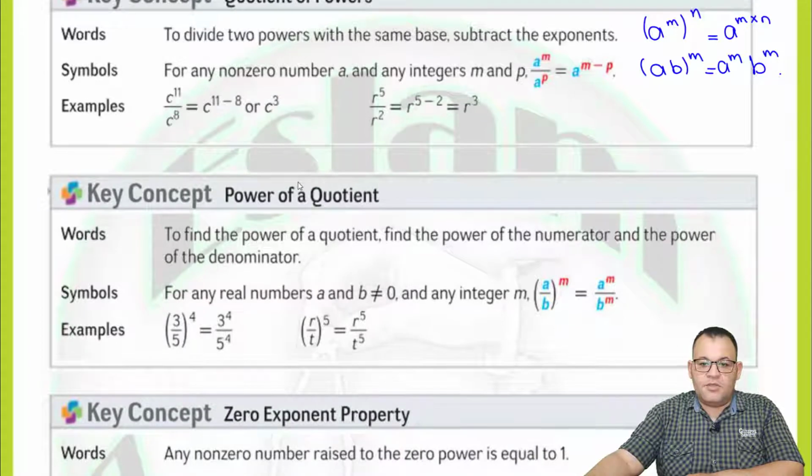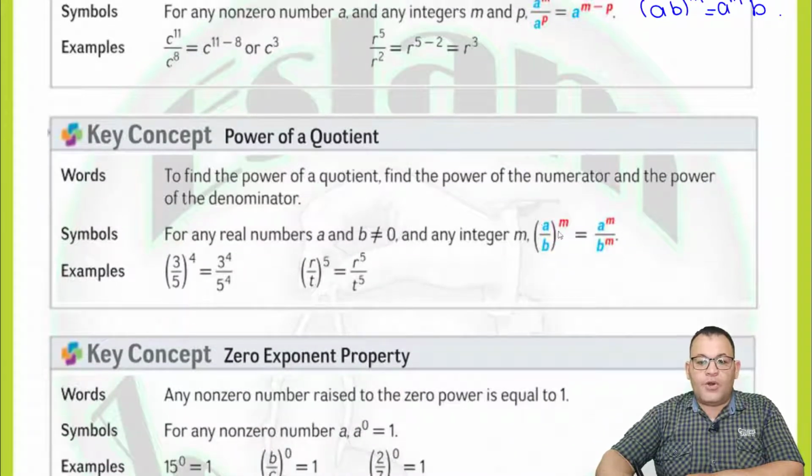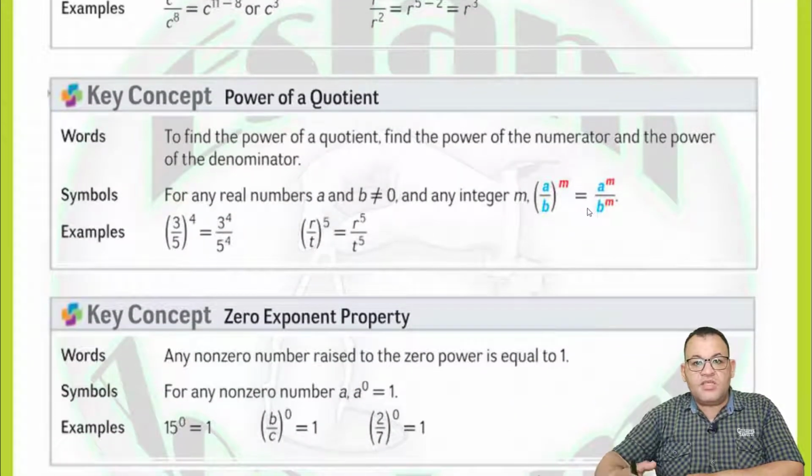The second property: if you have a over b, raised to the power m, as we made the distributive property for multiplication, we'll make the same for division. So it will be a to the power m over b to the power m.